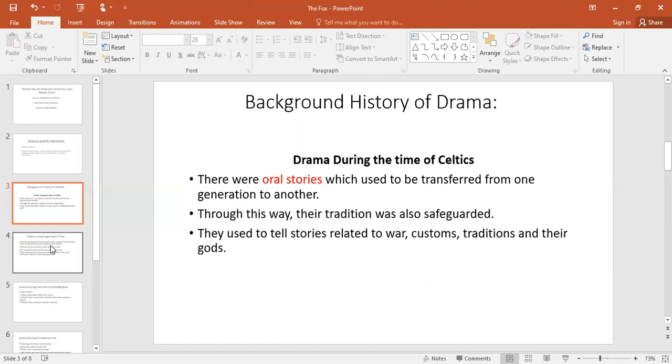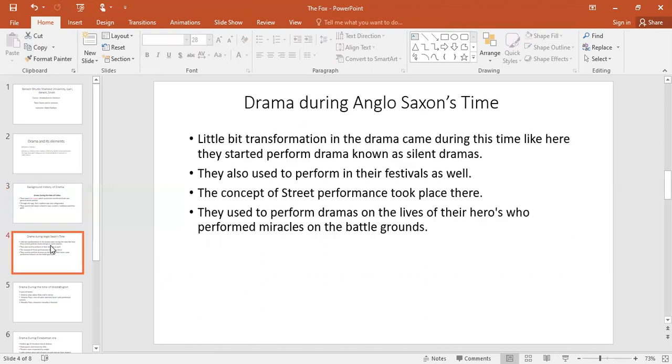Now let's move forward. After the Celtics, the first era of English literature came, known as the Anglo-Saxon period, and we have also studied this period in a class. I have discussed the Anglo-Saxon period very briefly, and I hope it's clear to all of you. Now let's study the Anglo-Saxon period from the perspective of drama. You see, a little bit of transformation in drama came during this time.